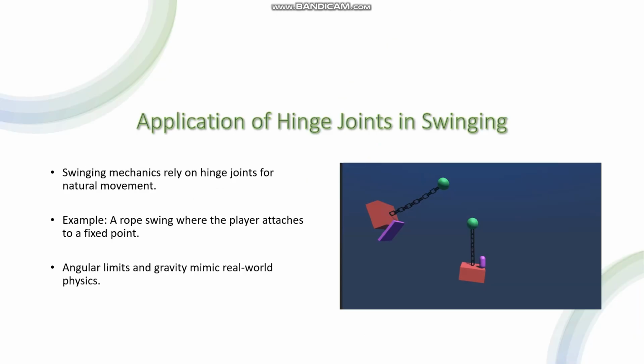One of the most common applications of hinge joints is in swinging mechanics. For example, let's consider a rope swing where a player attaches to a fixed point. Here, hinge joints simulate the natural arc of the swing by leveraging angular limits and gravity. This setup replicates the real-world physics, making the player's motion feel intuitive and immersive. With proper configuration, hinge joints bring life to such mechanics, adding depth to gameplay experiences.